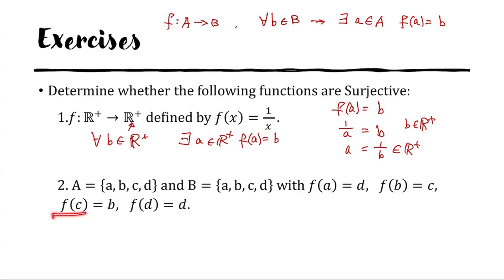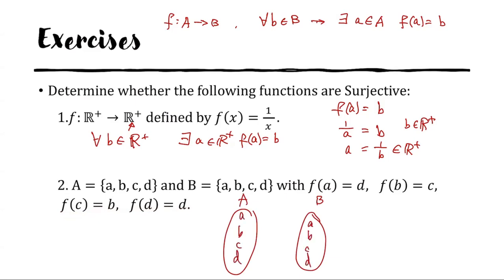Okay. Now next, we have A equals {a, b, c, d} and B equals {a, b, c, d}. Here, we have A and B, and they both have elements a, b, c, and d. And you have a goes to d, b goes to c, c goes to b, and d goes to d. Is this a surjective function?